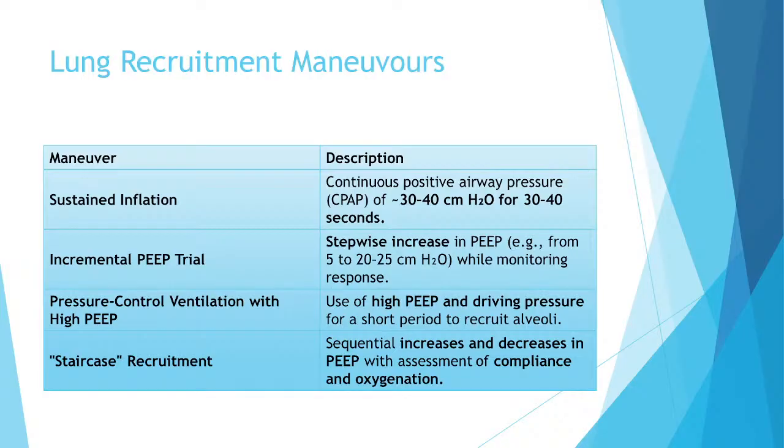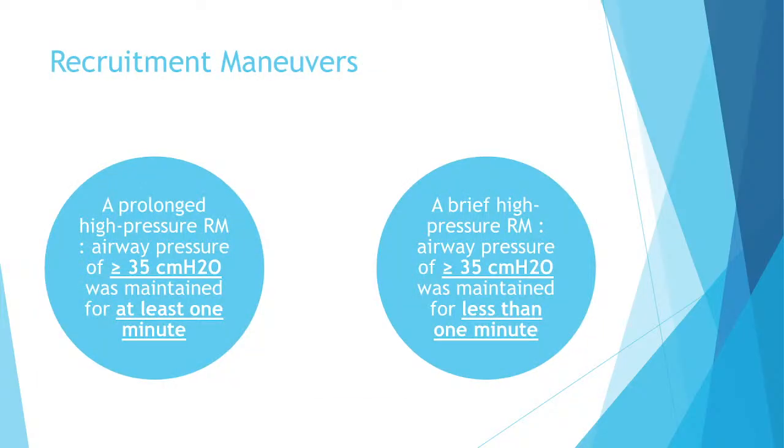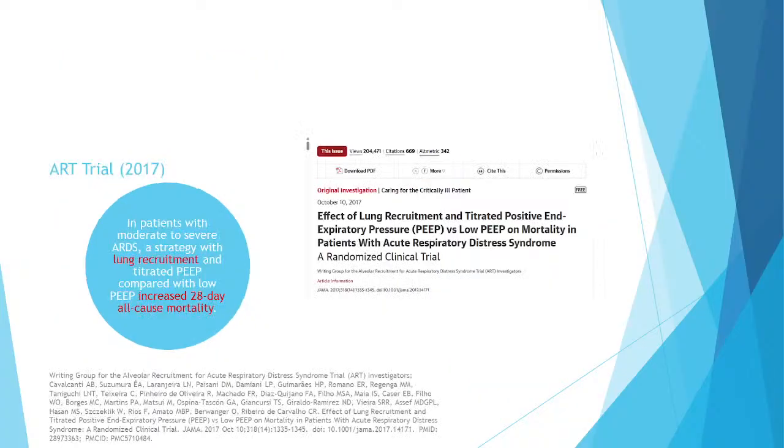But these are the recruitment maneuvers, and recruitment maneuvers can be broadly classified into prolonged or brief, based on the duration for which you give an airway pressure of more than or equal to 35 centimeter water. If maintained for at least 1 minute, you call it a prolonged high pressure recruitment maneuver, and if you keep it less than 1 minute, you call it a brief high pressure recruitment maneuver. So coming to the ART trial.